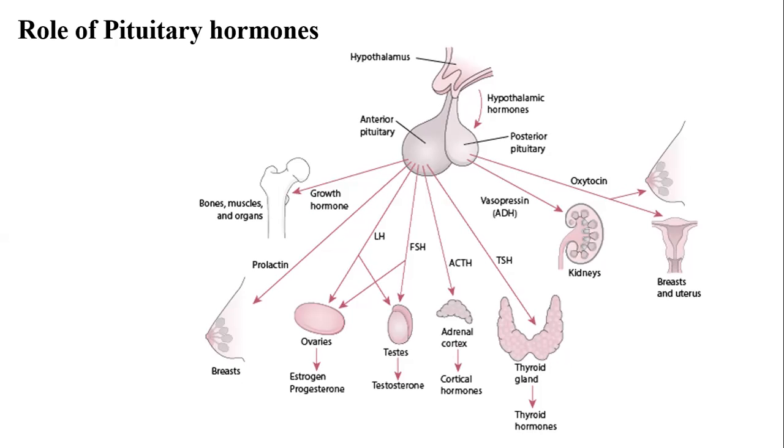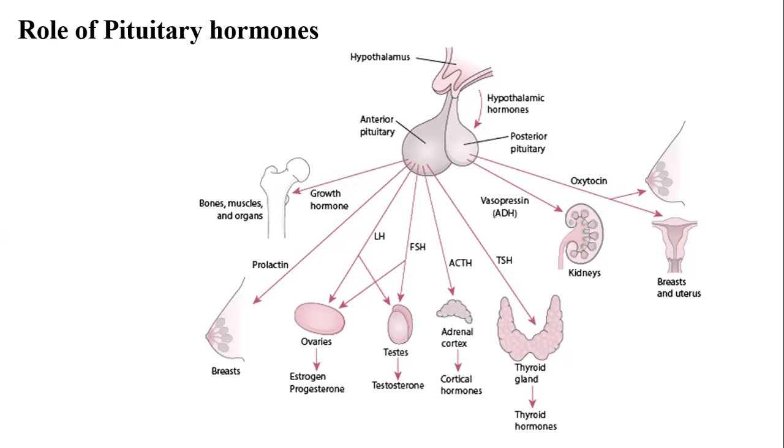So there are 6 hormones and each hormone has a particular target. Growth hormone targets bones, muscles and other organs for their development. Prolactin targets the mammary gland. Then LH acts upon ovaries and testes. In the ovary it causes secretion of estrogen and progesterone, and in the testes it stimulates the seminiferous tubules for secretion of testosterone. Likewise, FSH, follicle stimulating hormone, also acts upon both the sex organs, the testes and ovary.